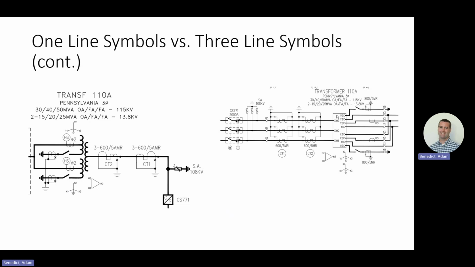And then moving down, we see all these are important connections, and we need to verify them. Not just against the one line, but definitely against the electrical arrangement, to make sure that it's going to be installed the way we're installing our protection.